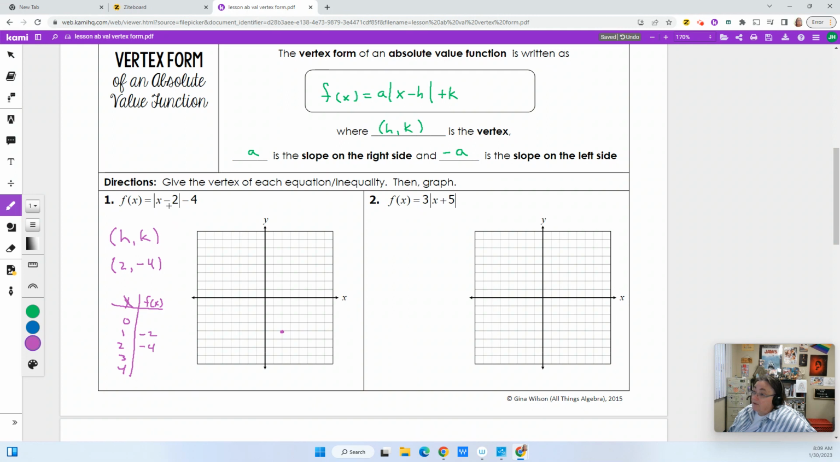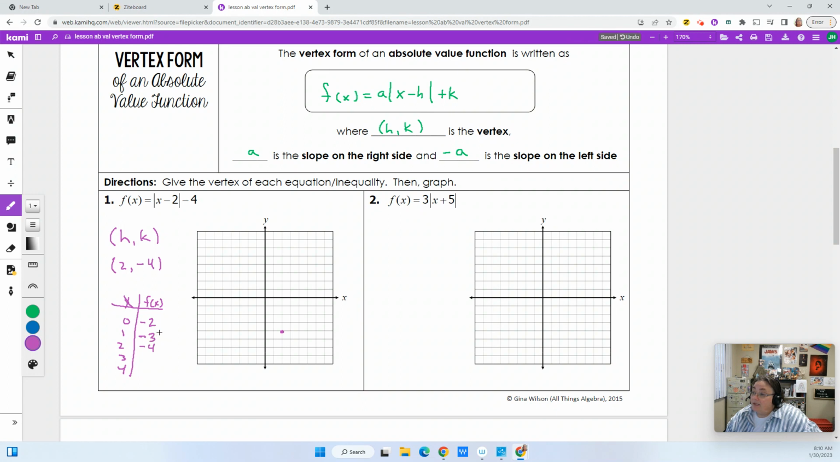If I put in 0, 0 minus 2 is -2, so that's 2. Oh, did I do that wrong? 1, look at that, I'm already messing up. So if I put 1 in here, 1 minus 2 is -1, right? And then 1 minus 4 is -3. This one would be -2.